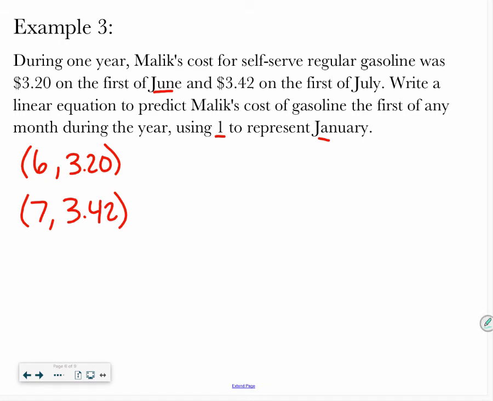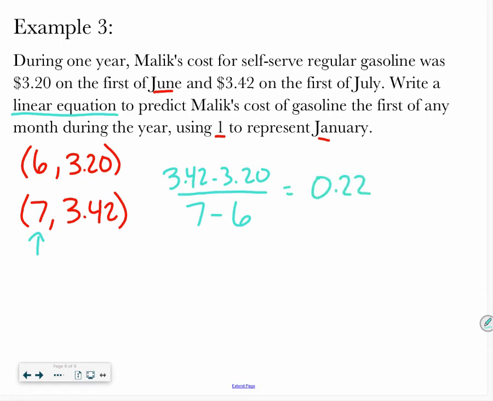So we can write our linear equation to predict the cost. Our months are x values because it's time. X values are always time. So if we do 7 minus 6, that means we have 3.42 minus 3.20. And if we do that, we have 22 cents divided by 1. So 22 cents is how much it changes by each month. So that means we can write an equation y equals 0.22x plus b.